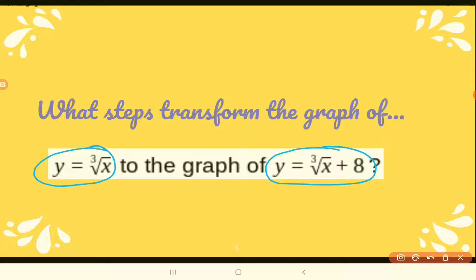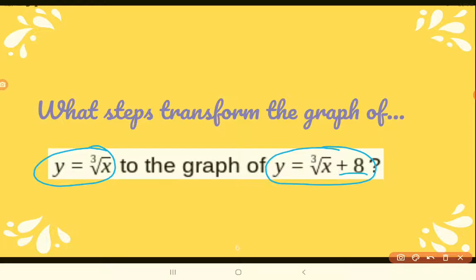Okay, so did I reflect this graph upside down? No, because there's not a negative out front. Did I stretch it? No, because there's not a number out front. Did I move it left or right? No, because there's not a number inside that cube root with x. The only thing I have to worry about is that plus 8. It's sitting outside by itself at the end.